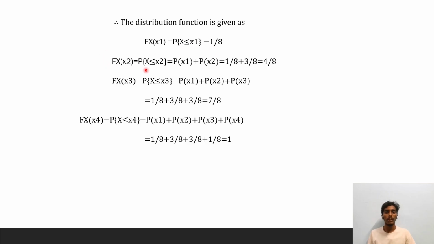The probability of getting event x2 is equal to P of capital X less than or equal to small x2, that equals the sum of two events, x1 and x2. We are summing the two events, 1 by 8 plus 3 by 8, that equals 4 by 8. And for event x3, the probability is equal to the sum of all three events, event 1, event 2, and event 3, that equals 1 by 8 plus 3 by 8 plus 3 by 8. So the total is equal to 7 by 8. And for the probability of getting event x4, summing all events, we are getting the value one.